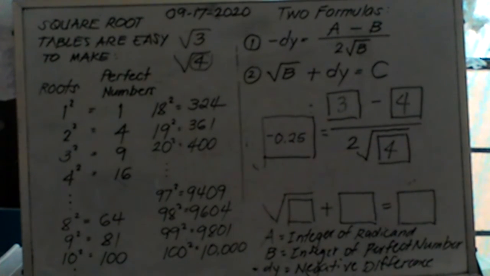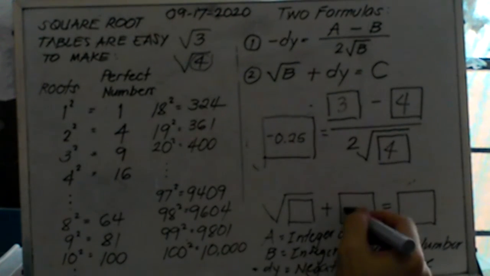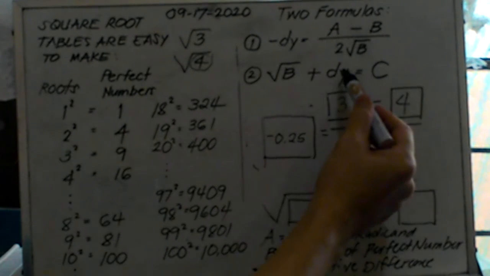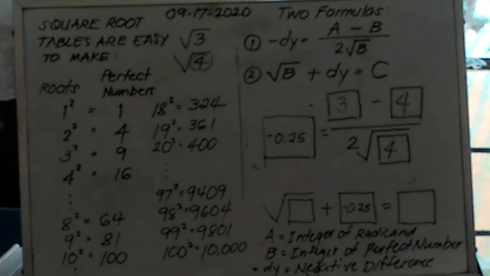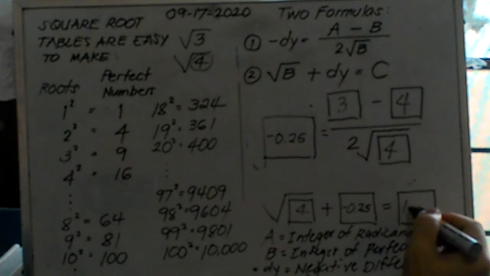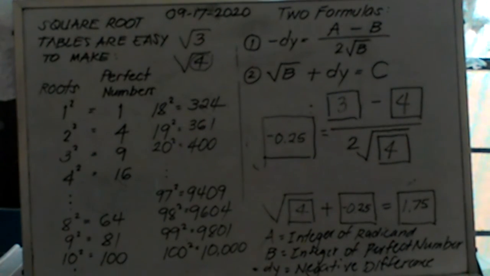And now that we found the d sub y, which is negative 0.25, we'll place it here, right? Because it says here, you have to place it here. It says in the formula. You just follow the formula. B is the integer of the perfect number, which is 4. And you process it, and you find 1.75. Now to check, you only need to multiply 1.75 by itself, and you will get approximately 3. Which is the answer. Now I will give you 2 more examples, and everything goes downhill from here.